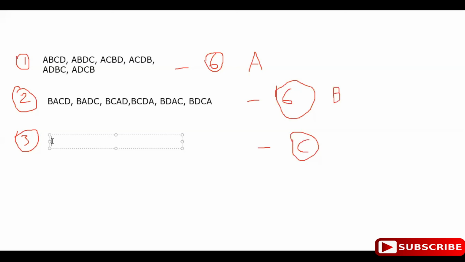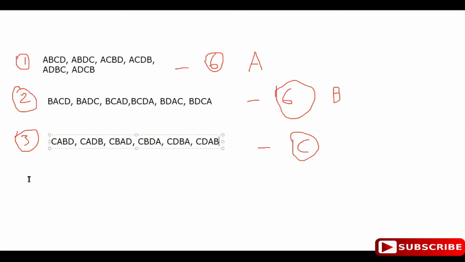Who could arrange the word? C-A-B-D. So it says C-A-B-D, yeah? Then C-A-D-B, then C-B-A-D, then C-B-D-A, then which 2? C-D-B-A, then C-D-A-B. All right, so you get all 6 of them now.